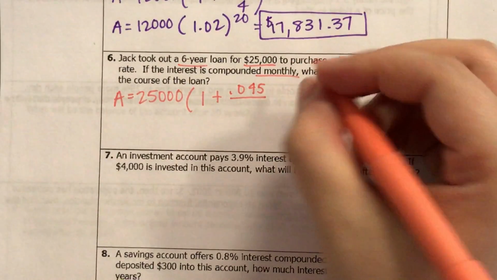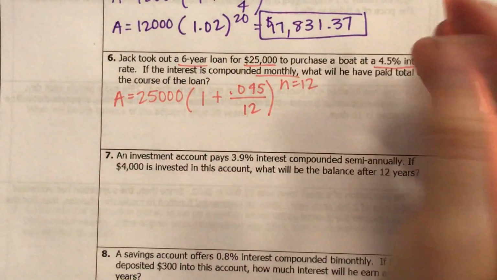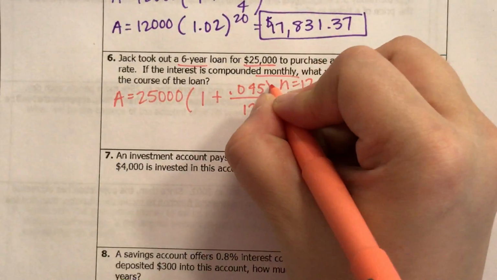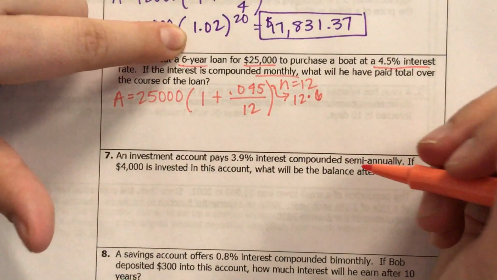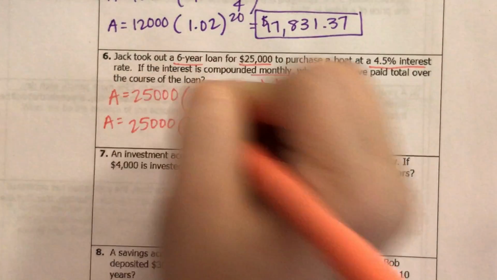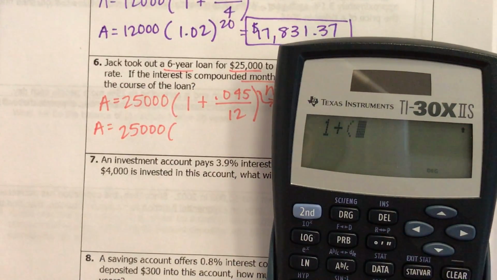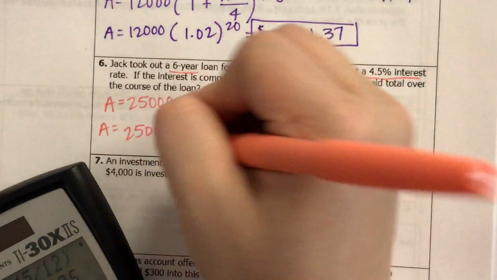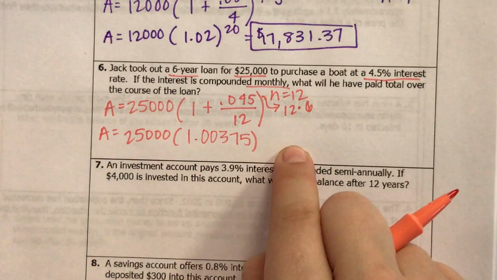Monthly, well, how many months are in a year? 12, so our n is 12. It's probably a bad place to put that, but okay. To the power of, yeah, I ran out of room. This is to the power of 12 times 6, because that's a 6-year loan. Okay, so let's simplify this a little bit. 25,000. Let's figure out what this turns into. 1 plus 0.045 divided by 12. 1.00375 to the power of, well, 12 times 6 is 72.